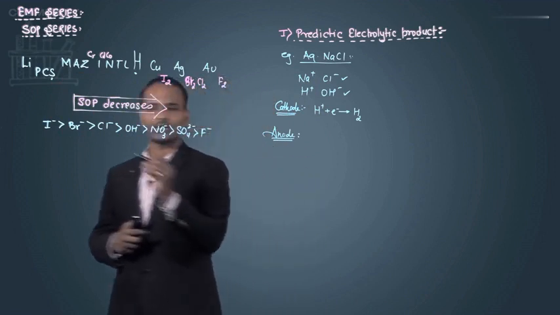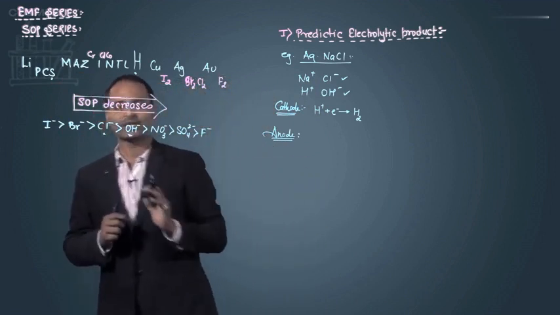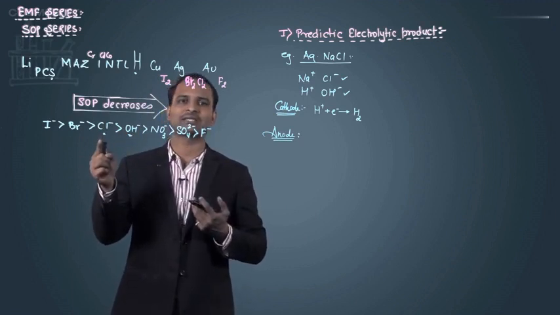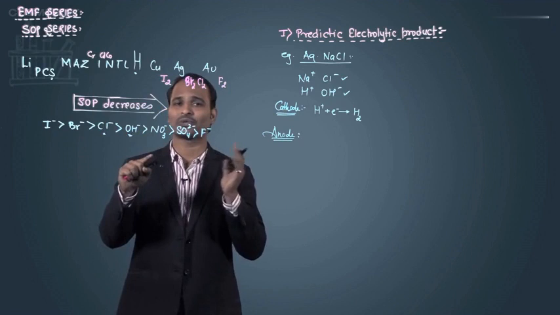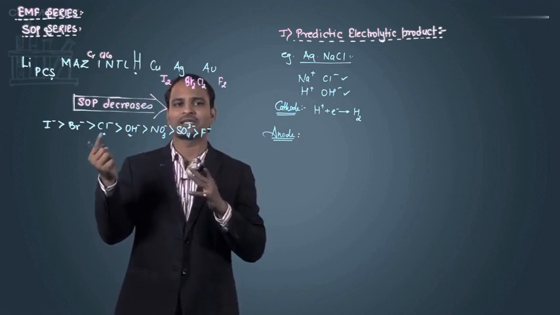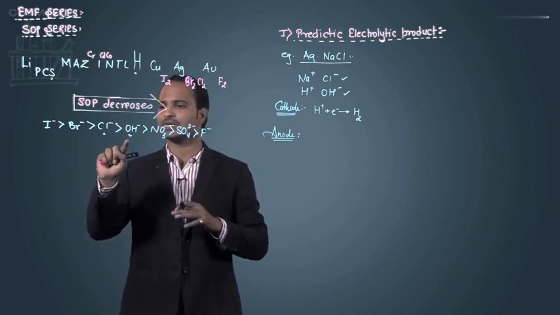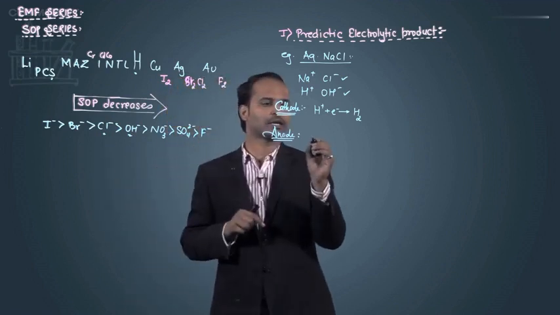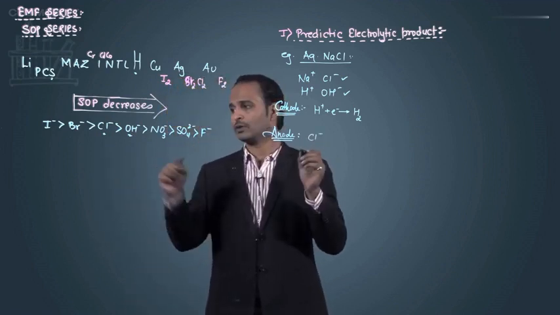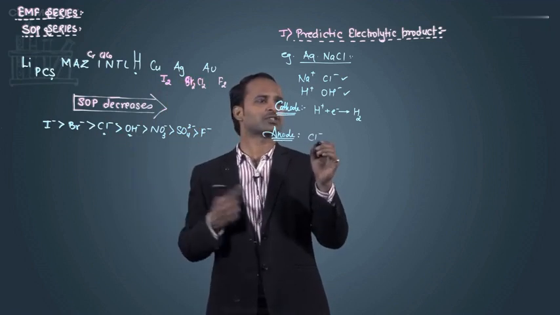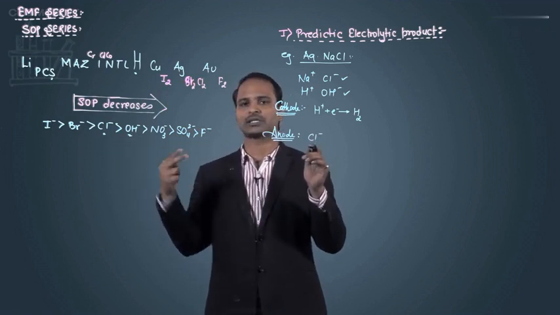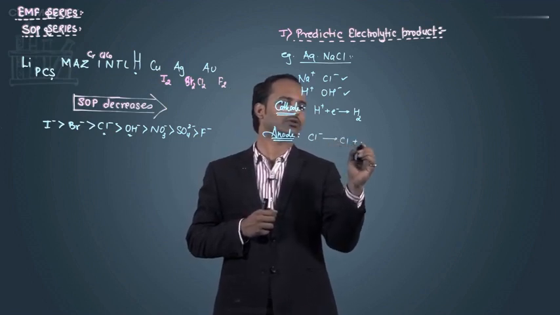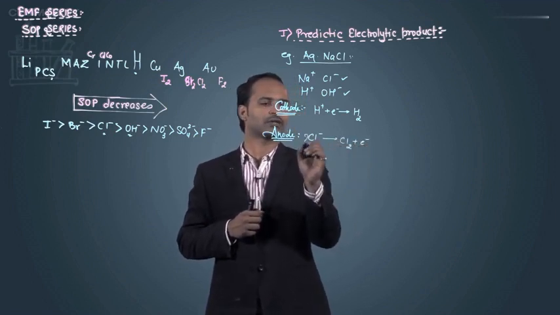Now, between Cl minus and OH minus ion: in the actual series, the oxidation potential of OH minus is more than that of Cl minus, but due to the overvoltage effect, the potential of Cl increases. So in this series I considered Cl first and then OH minus. So at the anode, Cl minus has the higher oxidation potential according to this series, so it will give Cl plus electron, and this will give you Cl2.